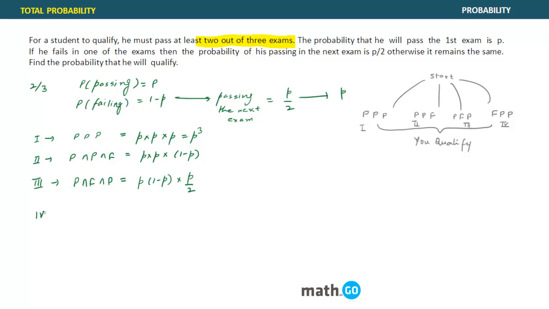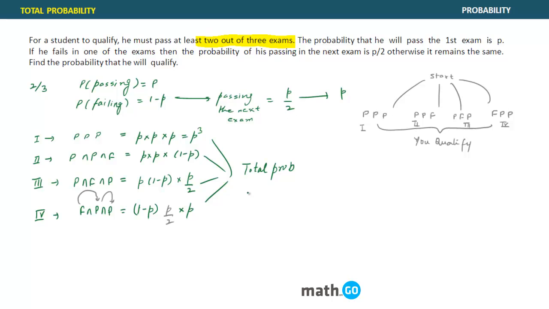Now that is used. The fourth event is fail, pass and pass. If you fail at the first, the probability of failing is 1 minus P. Then if you have failed, the next probability of passing the exam will be reduced by 2, that is P by 2. But once you have passed, the probability of passing again will come back to P. That is, you regain your confidence. And all of this added will give you the total probability, right?